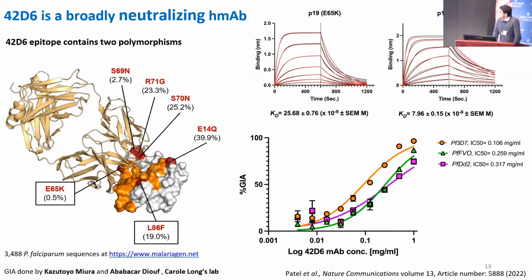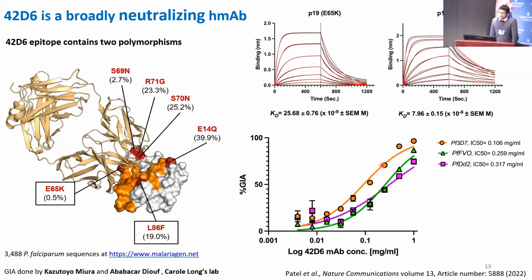So at that stage, I thought I should look for polymorphisms in the photodisc epitope. The photodisc epitope contains 2 polymorphisms, and none of these had a major effect on photodisc binding. For example, the first polymorphism, A65K, which is very rare, reduces binding affinity by less than 6-fold. Another polymorphism, L86F, reduces binding affinity by less than 3-fold, which clearly indicates that the photodisc epitope is broadly conserved.